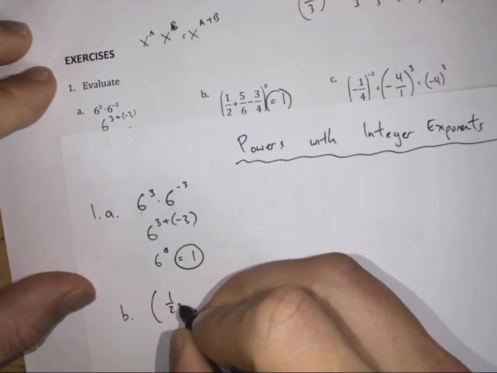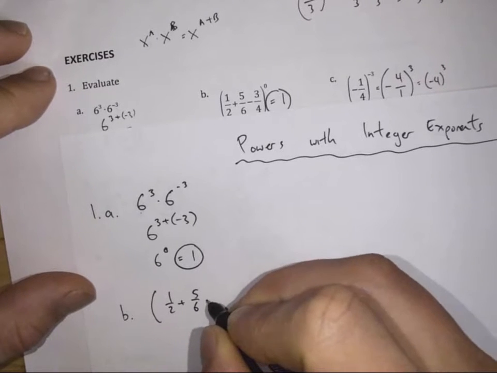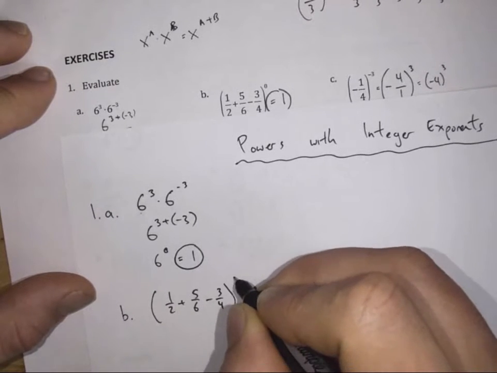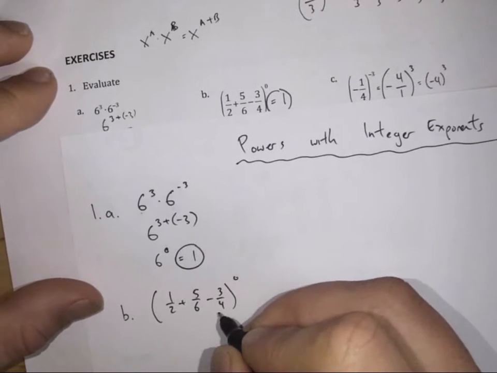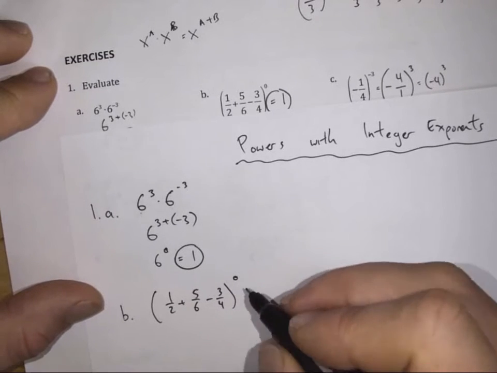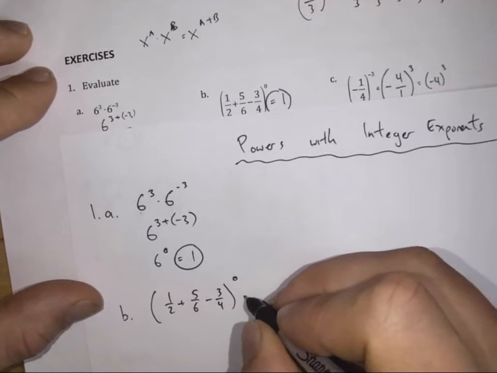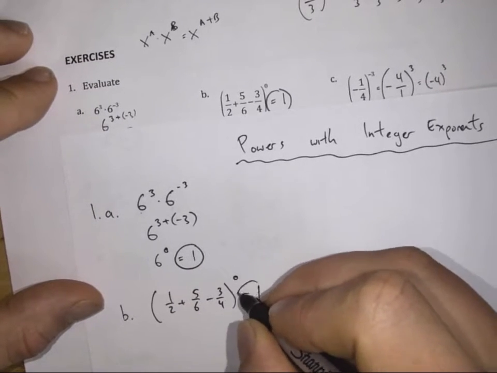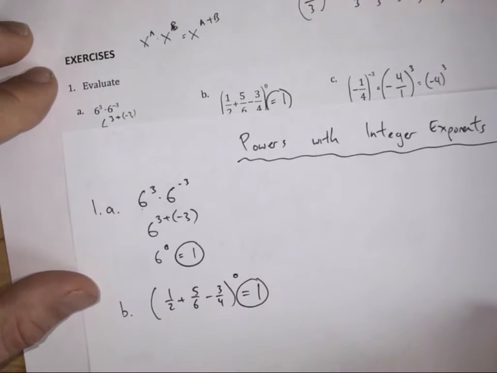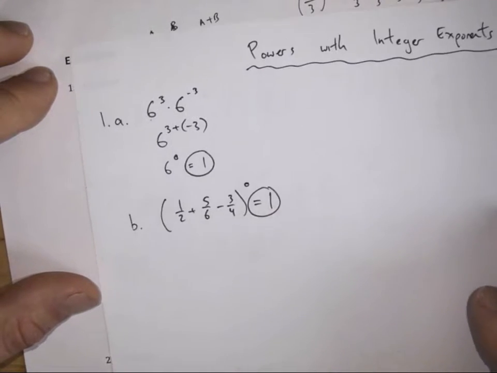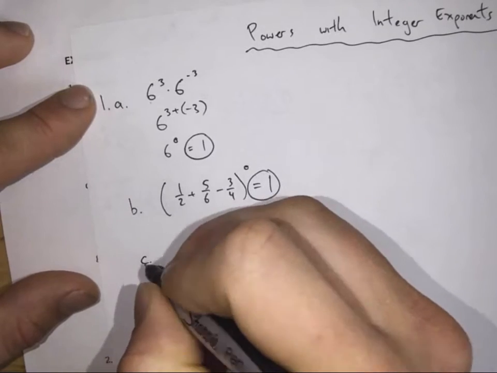We have a half plus 5/6 minus 3/4, and we might start thinking about common denominators. You can see the common denominator is 12, but we don't even need to worry about it. It's all raised to the power of 0, so the whole thing is 1 without us thinking too deeply about it. All right, we'll move on to question c.